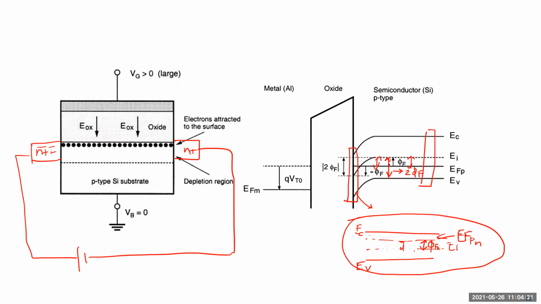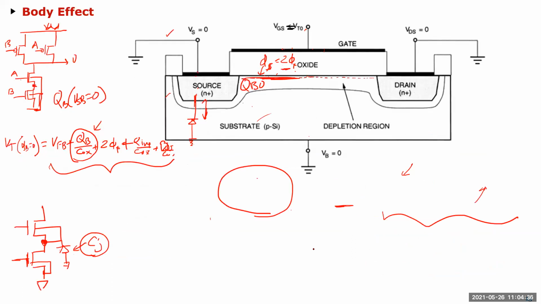And that's why you get this 2 Vf, because it's Vf in this direction, which is given to you. You have to first bend it by Vf, another Vf to get it close to N-type. And that's why you need that surface potential to be 2 Vf. Once you do that, you get the inversion, right?